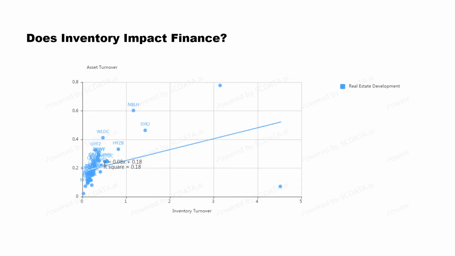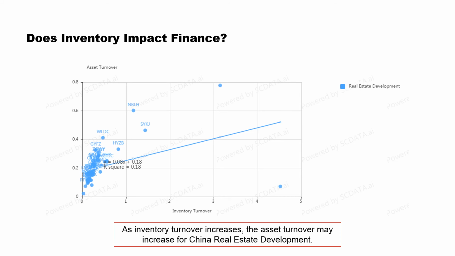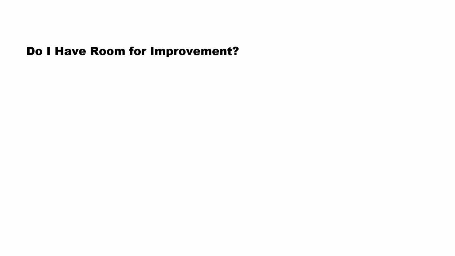As another example, let's look at the Chinese real estate industry. We find that in year 2018, as inventory turnover increases, the asset turnover may increase for the real estate development companies in this country, supported by the data. Finally, we turn to the third sub-question. Do I have room for improvements?